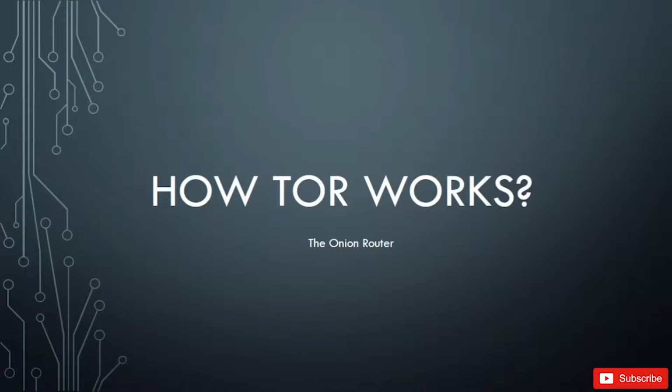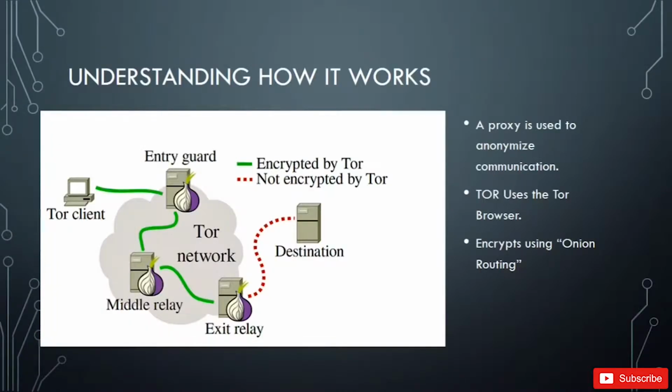So basically Tor is the relay of networks that we're going to be using to connect to the deep web or the dark net. Now Tor basically means the onion router. So let's get started. So basically let's understand how Tor works. Tor is a series of proxies that is used to anonymize communication over the internet.